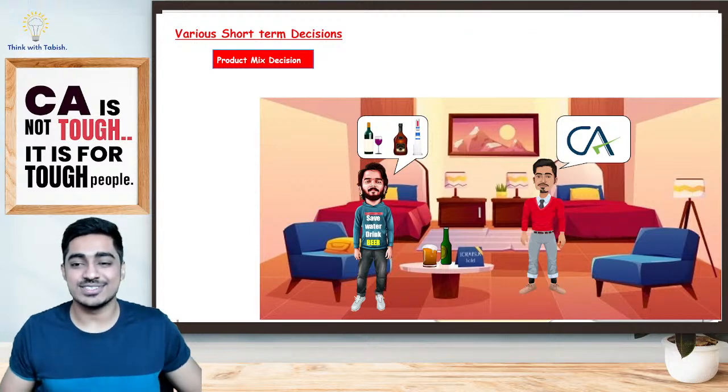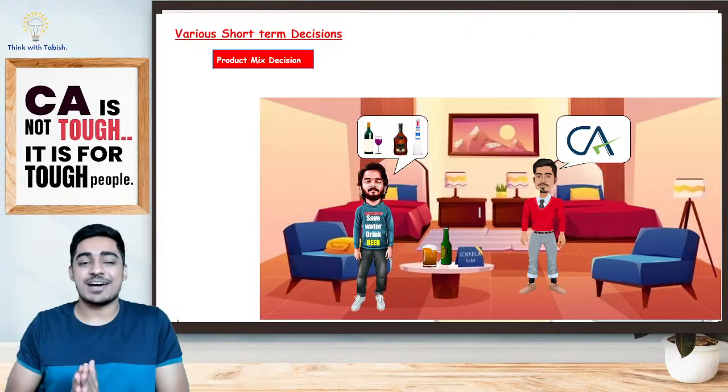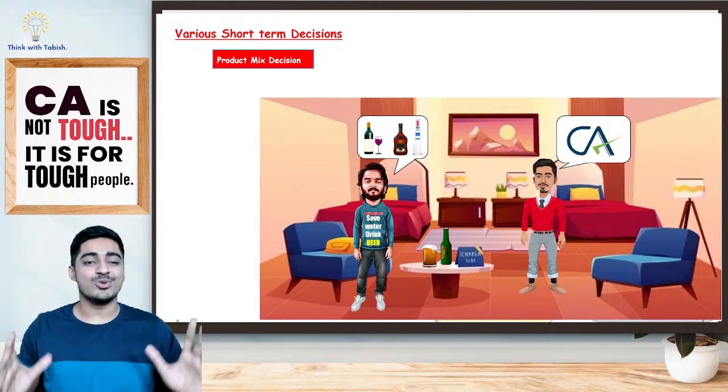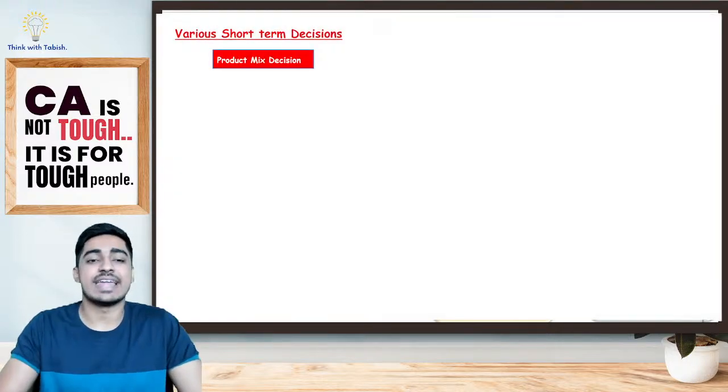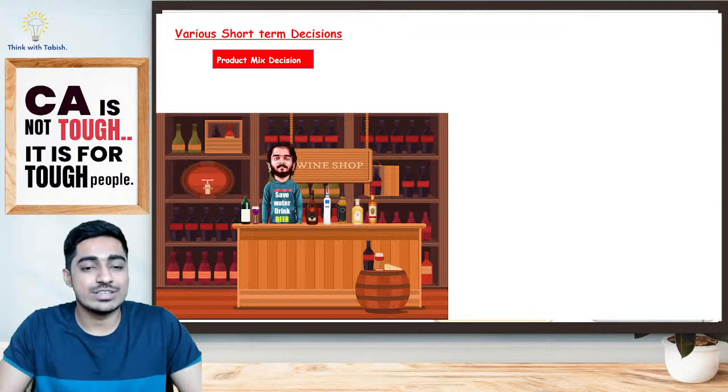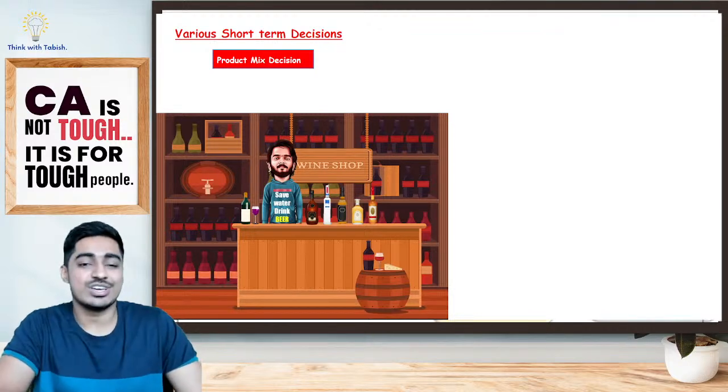The only thing he was thinking of was beer. After I graduate, I need to start my own wine shop. This is what was there in his mind. So what happened? He graduated, he started his own wine shop. So here he is enjoying his life.